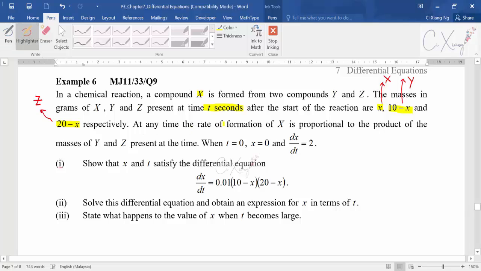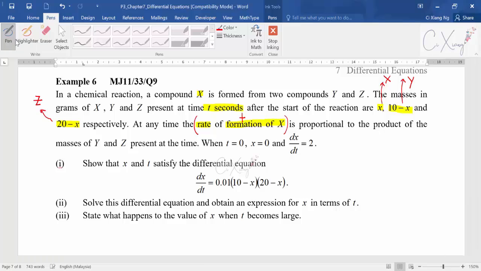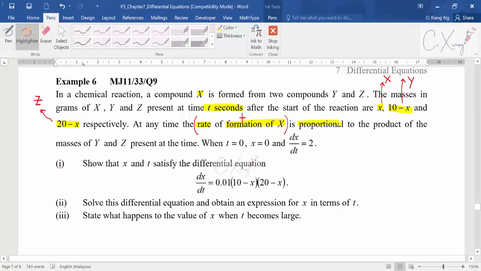Okay, so at any time, the rate of formation of x. Again, rate should be something over dt, formation of x. When something is formed, that means the mass will increase, right? Therefore, this word tells you that it should be a positive rate. And then again, you will see the words proportional to the product. Product means multiplying the masses of y and z present at the time. So this is the information given here.